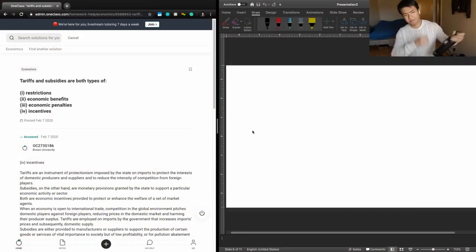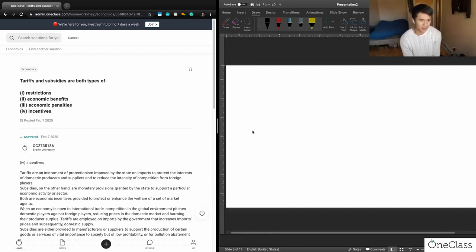Look at the next question. Tariffs and subsidies are both examples of restrictions, economic benefits, economic penalties, or incentives. So let's go over what a tariff and subsidy is.